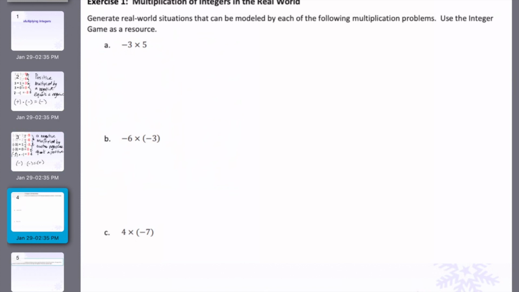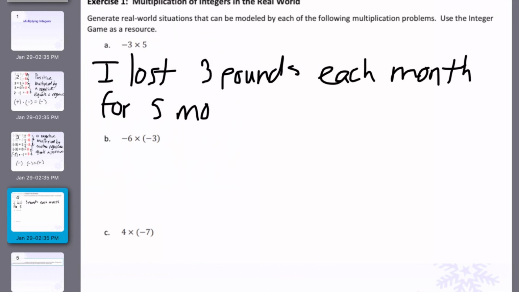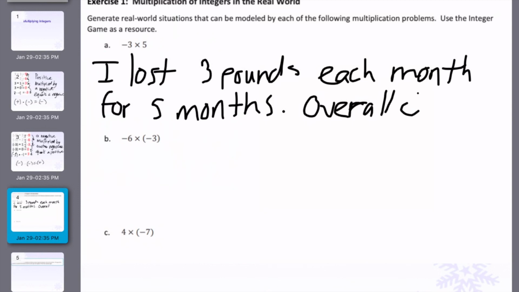For something like this, I can say I lost 3 pounds for 5 months. Or lost 3 pounds each month for 5 months. So I lost 15 pounds. Or in net, the overall change was negative 15.